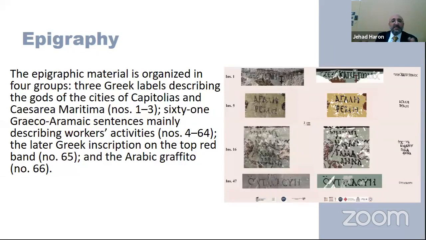Of course, the epigraphy is another story. The epigraphic material is organized in 4 groups. 3 Greek labels describing the gods of the cities of Capitolias and Caesarea Maritima. 61 Greco-Aramaic sentences mainly describing workers' activities building the city. The later Greek inscription on the top red band, and the Arabic graffito, which is still under inspection. So imagine we have 65 inscriptions in a small chamber, just 6.7 by 6.5. Imagine this very intensive richness inside the hypogeum.